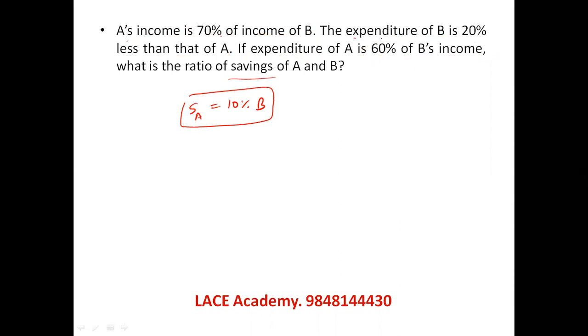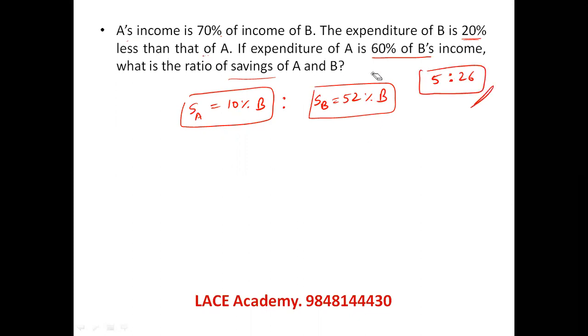Now, expenditure of B is 20% less than A. Actual expenditure of A is 60% of B. Then 20% less of 60% is 8 into 6, 48%. So B is spending 48% of his income. That means B is saving only 52% of his income. He is asking the ratio between savings of A and B. 10 is to 52, 5 is to 26. That's it. Nothing else is needed.